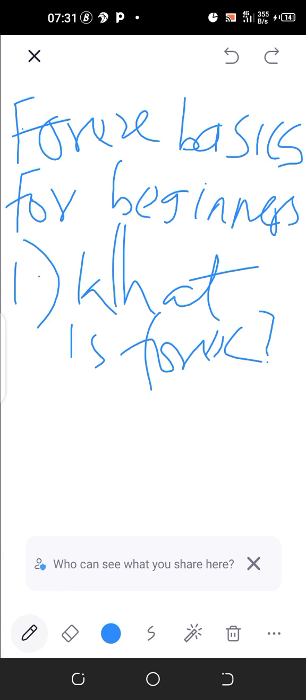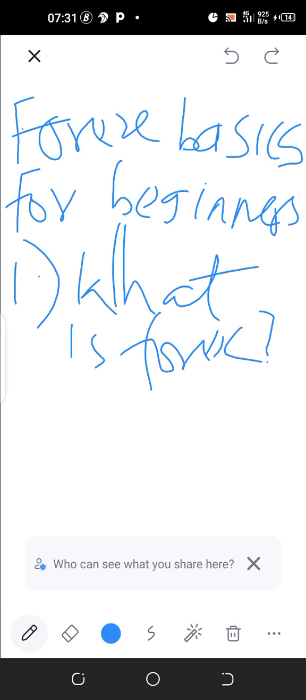So once you have this understanding of what forex is all about, that is like the key step to really starting, right?